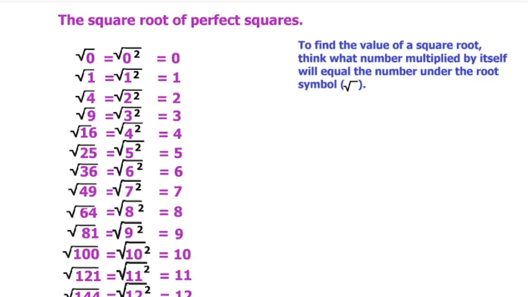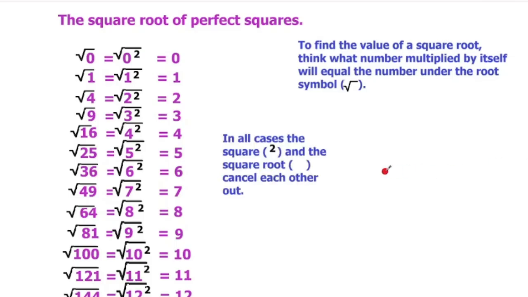And if you just notice, in all cases, the square and the square root cancel each other out. And so that's what you need to learn from this lesson, that the square root and the square cancel each other out. And this is a nice little summary of what a perfect square looks like and how to calculate it.